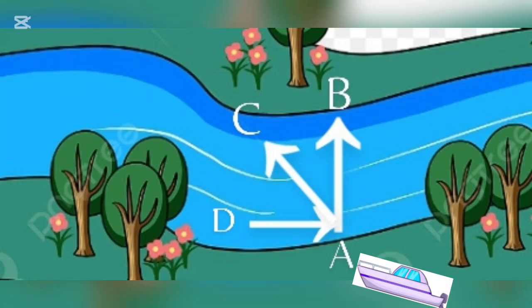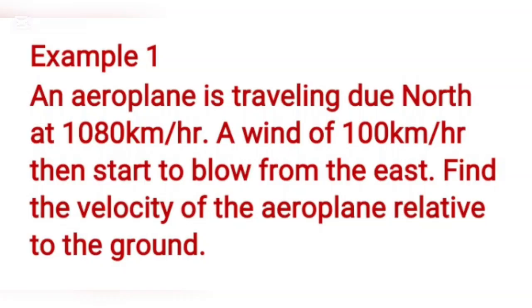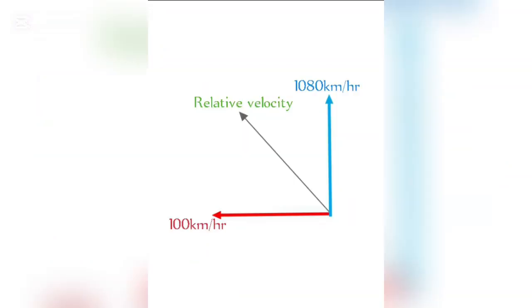Now let's take an example. An aeroplane is traveling due north at 1080 km per hour. A wind of 100 km per hour then starts to blow from the east. Find the velocity of the aeroplane relative to the ground. Both velocities are at right angles to each other. So this will be simple.